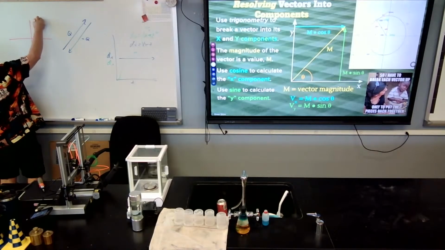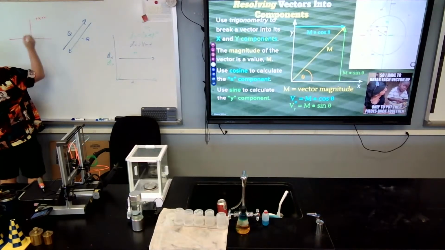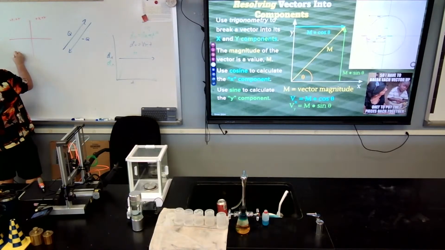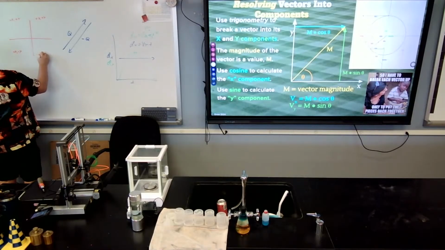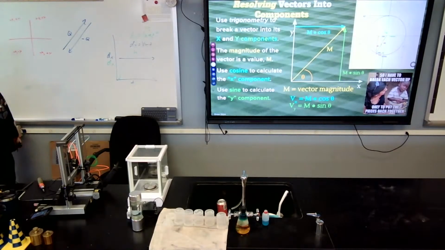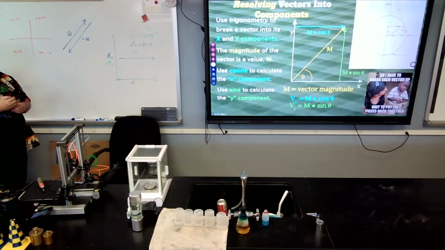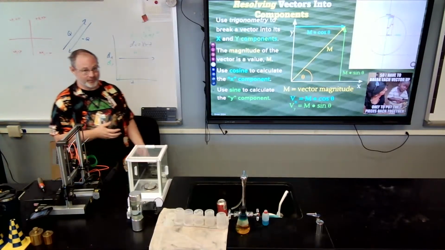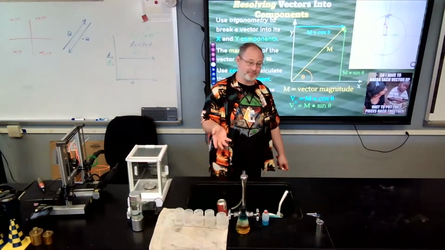So this is plus x, plus y. This is negative x, plus y. This is negative x, negative y. And this is plus x, negative y. So far, so good? Okay, are we good so far? All right. When we want to get an angle, we're going to use tangent, right?